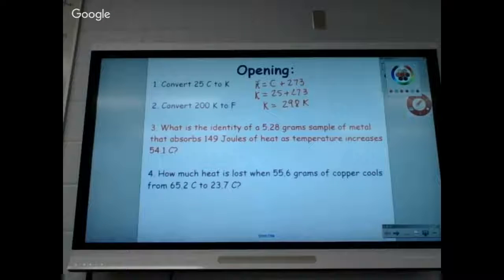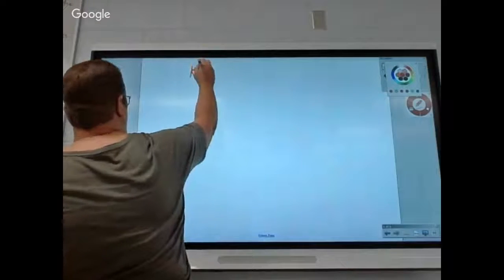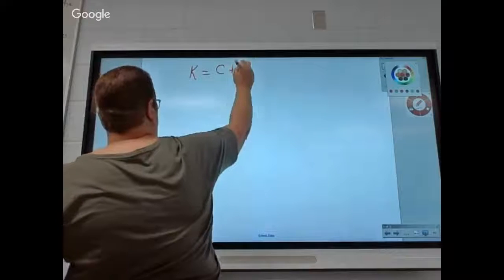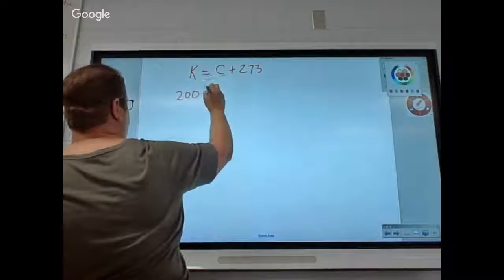All right, number 2, you have 200 Kelvin and I want Fahrenheit. Do we have a formula that goes from Kelvins to Fahrenheit? No. So in this case, you're going to have to convert from Kelvins to Celsius, and then Celsius to Fahrenheit. So we're going to need 2 formulas here. We're going to use our Kelvins to Celsius first, like you said, and put 200 in for Kelvins.